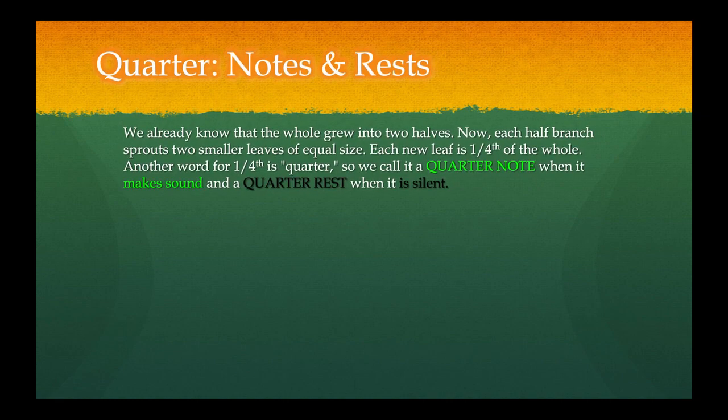We already know that the whole grew into 2 halves. Now, each half branch sprouts 2 smaller leaves of equal size. Each new leaf is 1/4 of the whole. Another word for 1/4 is quarter. So we call it a quarter note when it makes sound and a quarter rest when it is silent.